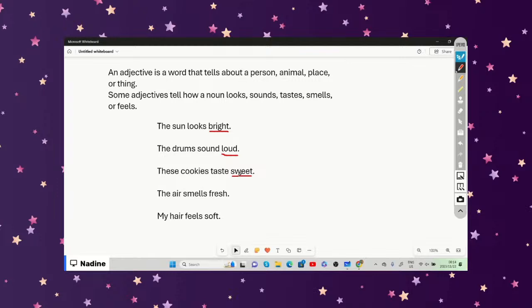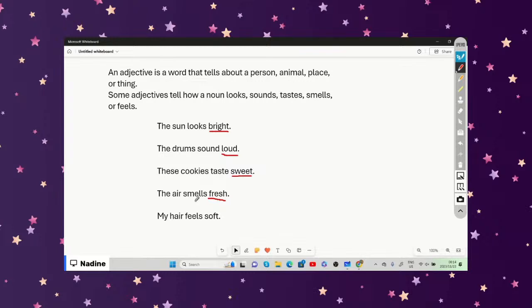And then the air smells fresh. The air smells fresh. What is the adjective within that sentence? Yes, if we identify the adjective, we would say fresh, because it basically describes or tells us how the air smells, which means that it smells fresh. So fresh is our adjective.